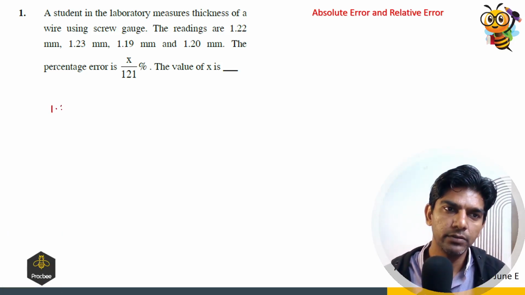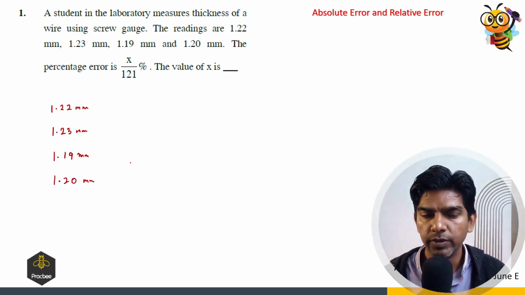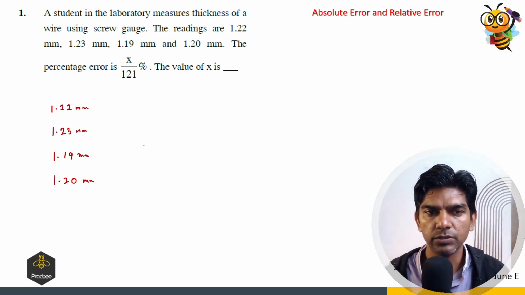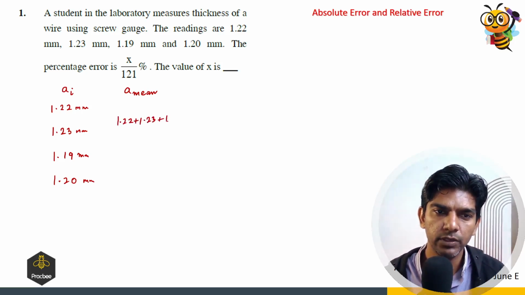So let me first write down the observations. We have 1.22 millimeters, 1.23, 1.19, 1.20. Now what we have to do, let us find the mean of these observations. Let me call these observations A_i and the mean A mean. So it will be 1.22 plus 1.23 plus 1.19 plus 1.20 divided by 4.